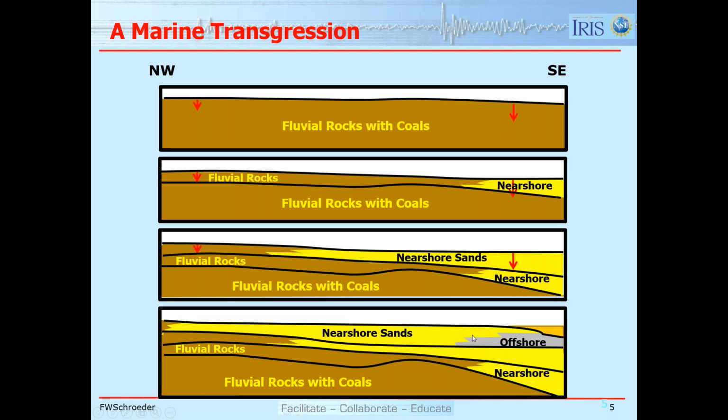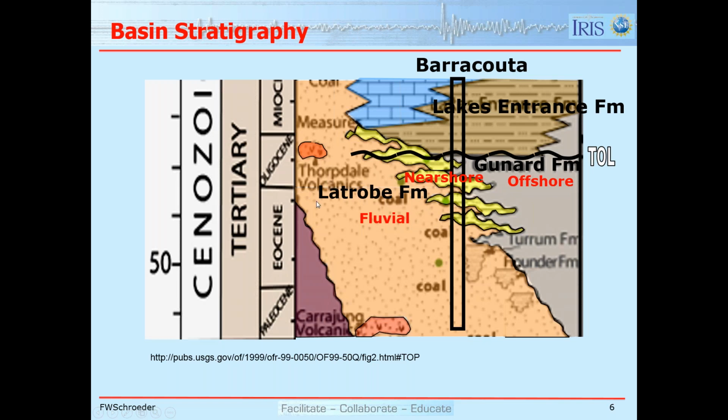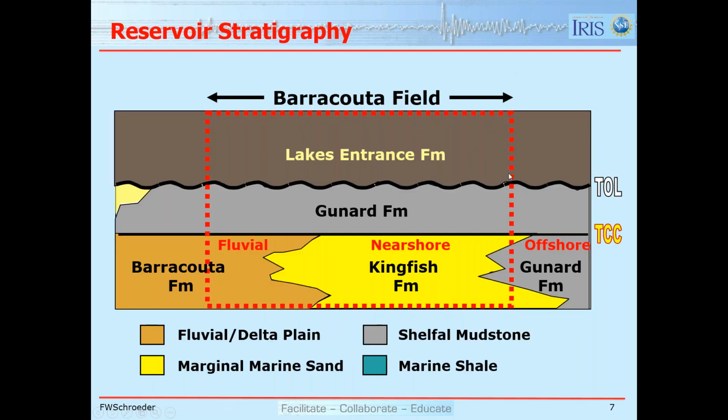So here's a portion of the stratigraphic column. Our reservoir is in the Latrobe Formation, and we have a fluvial component, kind of the orangey color here. We have nearshore sands, which is the yellow, and then we have offshore shales, which is called the Gunard Formation. So for the extent of the Barracuda field, we have fluvial sands, and they are referred to as the Barracuda Formation. We have nearshore sands. You can think about beaches. That's the Kingfish Formation. And then we have offshore silts and shales, and that's the Gunard Formation.